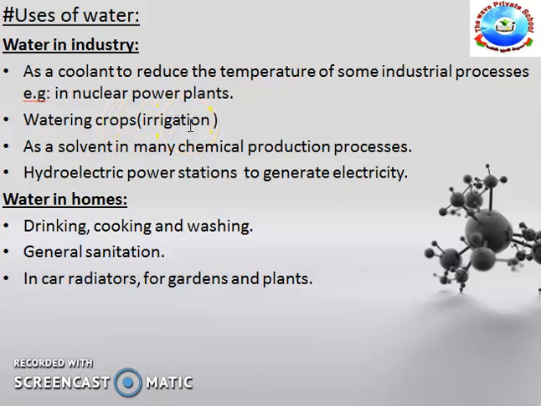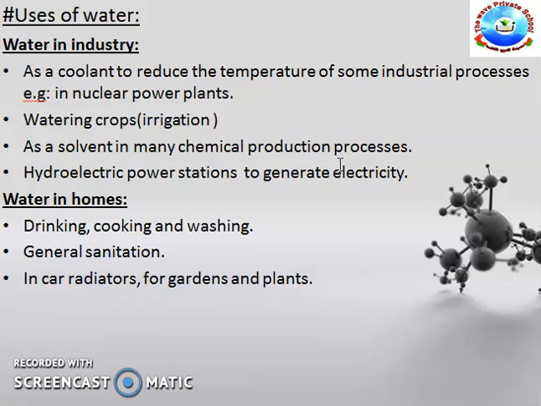The second use in industry is watering crops, that is called irrigation. Now see student, when you pass by road you can see there is a lawn of grass. There you can see there is a supply of water which is continuously moving round and round, so that process is called irrigation. Okay. Third one is as a solvent in many chemical production processes.